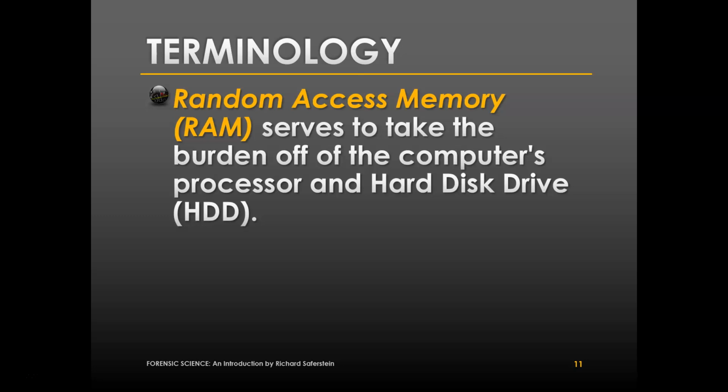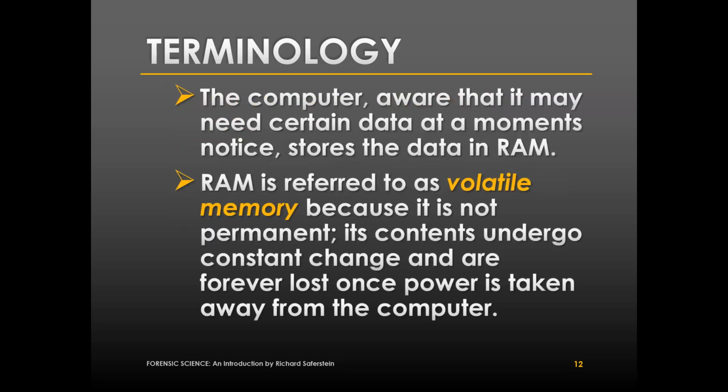In addition to ROM, we have RAM, which stands for Random Access Memory, and this serves to take the burden off of the computer's processor and the hard disk drive, HDD. The computer, aware that it may need certain data at a moment's notice, stores the data in the RAM. RAM is often referred to as volatile memory because it's not permanent. Its contents undergo constant change and are forever lost once power is taken away from the computer. So it's just briefly storing things there.